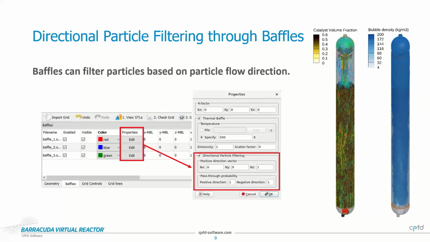And in this animation, a baffle is shown at the bottom of the vessel with discrete gas bubbles being introduced below it. And the bubbles are allowed to pass through the distributor in the positive Z direction, but not in the negative Z direction. So this feature is another building block in the process toward modeling VLS systems, and should also be useful to people simulating distributor plates in gas solid fluidized beds.